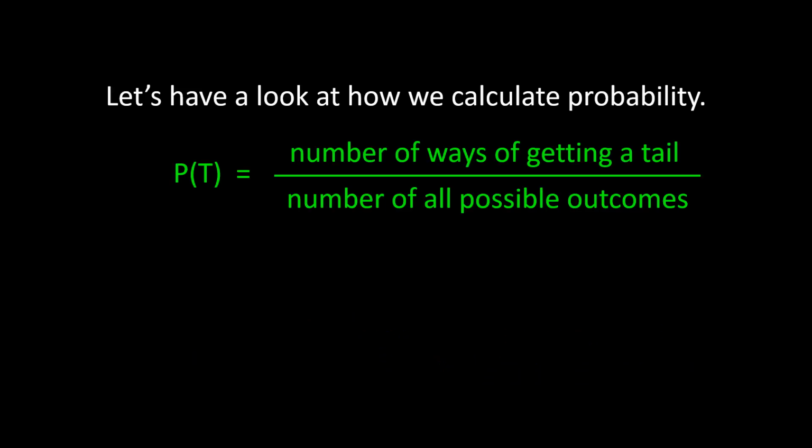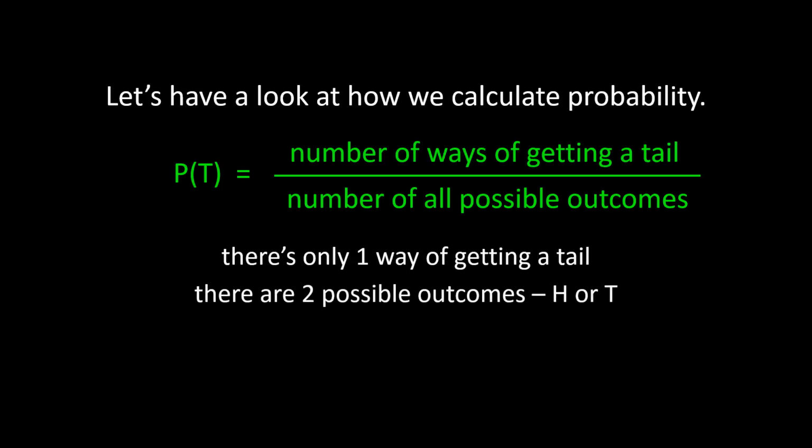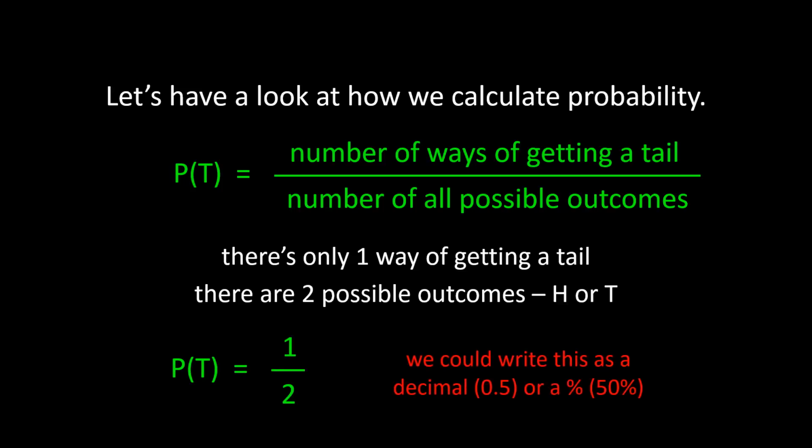Let's look at that up there. So how many ways are there of getting a tail? Well, there's only one way, and we get a tail. And how many possible outcomes are there? Well, there's two, head or tail. So we say the probability of getting a tail is 1 out of 2, or 1/2. And we could write that as decimal, 0.5, or percentage, 50%.